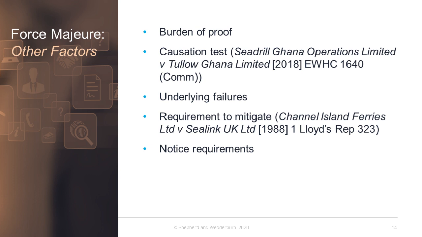There will usually be a requirement to mitigate the effects of a force majeure or to use reasonable endeavours to prevent them. This can impose a significant burden on the party who's relying on the force majeure provision. In the Seadrill-Ghana case, the contract provided that both parties shall use their reasonable endeavours to mitigate, avoid, circumvent or overcome the circumstances of force majeure.